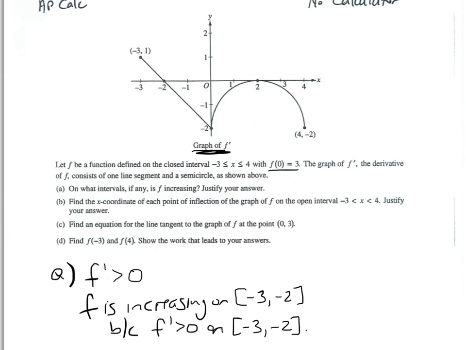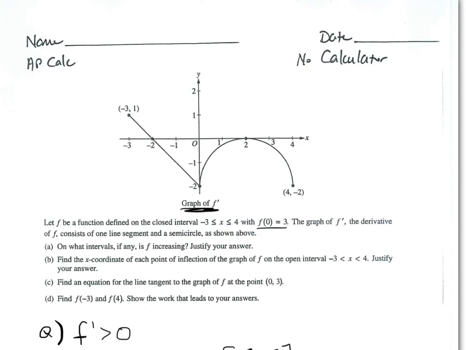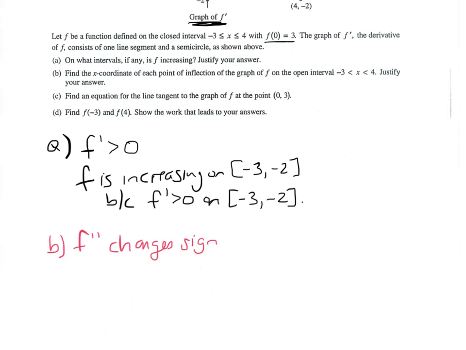Next, part B, we need to find the x-coordinate of each point of inflection. Okay, so where do points of inflection happen? Well, that happens where your second derivative changes sign. So that means that our first derivative would go from increasing to decreasing or decreasing to increasing. So where does that happen? Our first derivative changes from decreasing to increasing at x equals 0, and then from increasing to decreasing at x equals 2. So that is our answer.